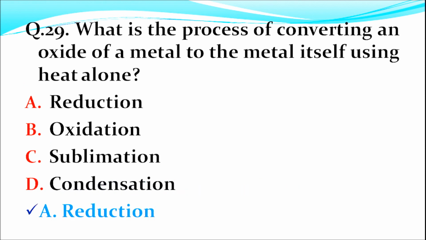What is the process of converting an oxide of metal to the metal itself using heat alone? Option A reduction, option B oxidation, option C sublimation, option D condensation. The correct answer is option A. Reduction is the process of converting an oxide of metal to the metal itself using heat alone.